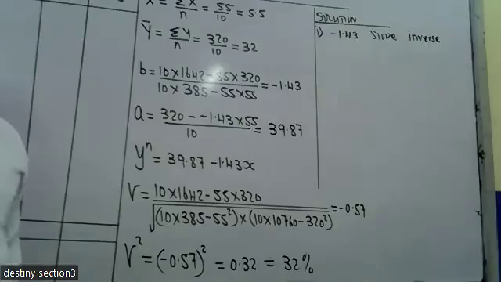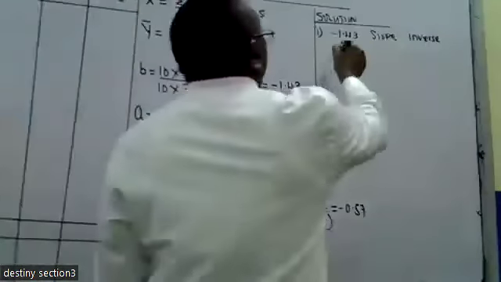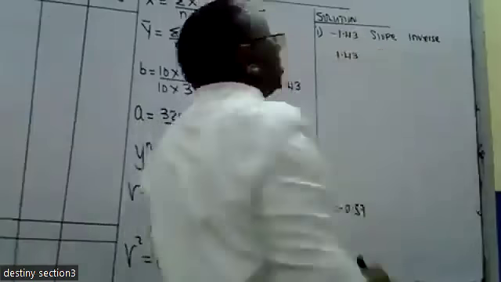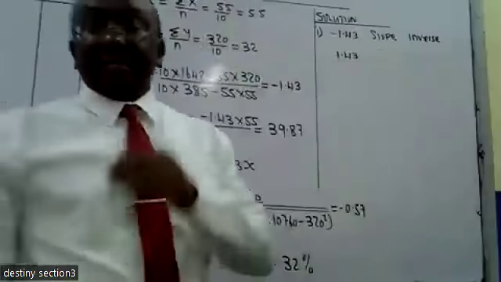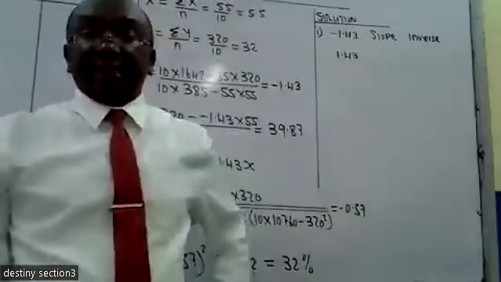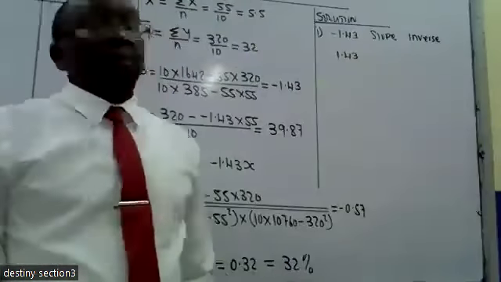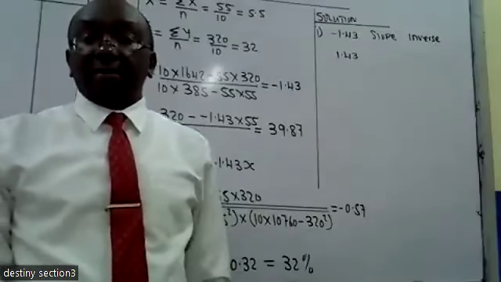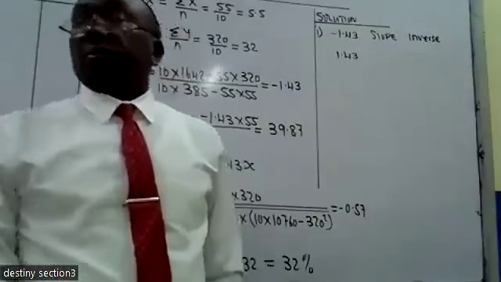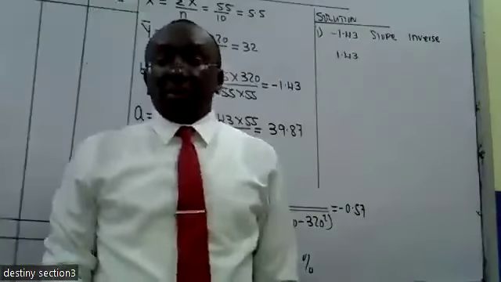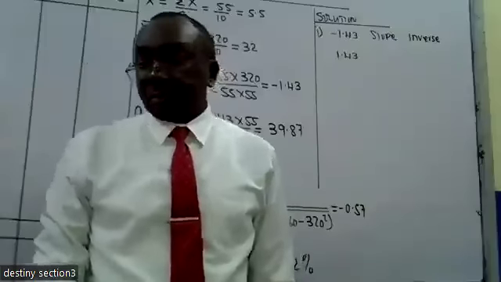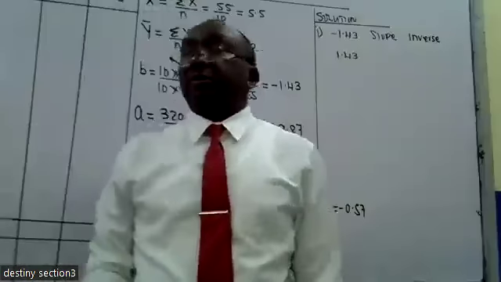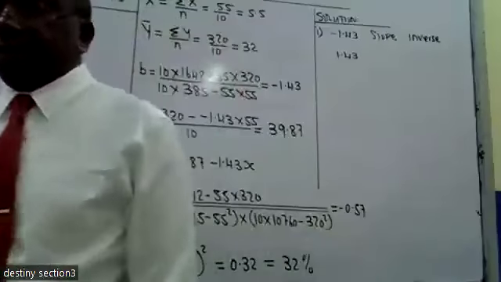In other words, the number of visits decreases by 1.43 when distance increases by 1 kilometer. I think that makes sense. The longer the distance, the fewer the visits.